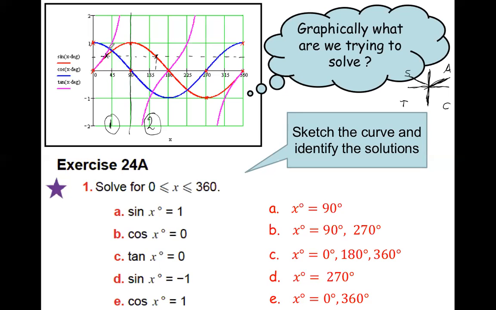What you need to do is just find the first answer, where it's all positive. So this is this one there. We're going to call it alpha. And once you've got alpha, the second one is just 180 take away alpha. That'd be your second answer.